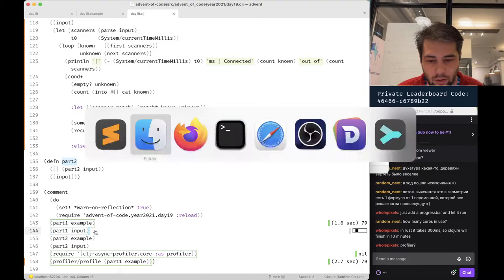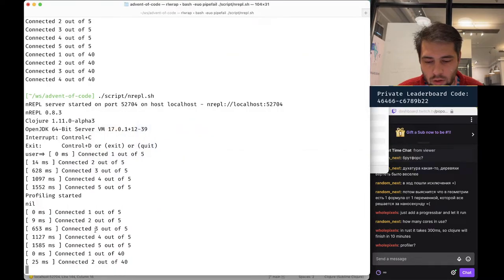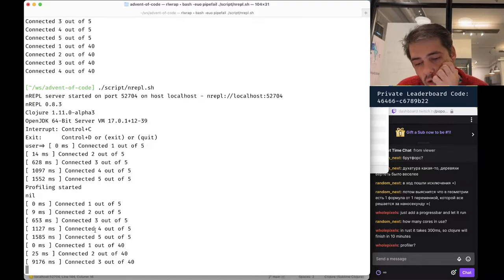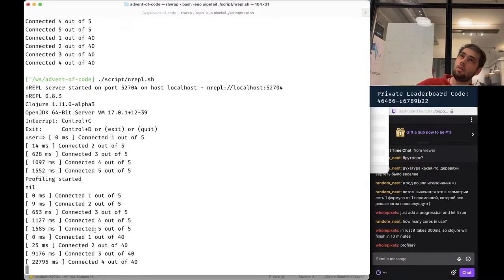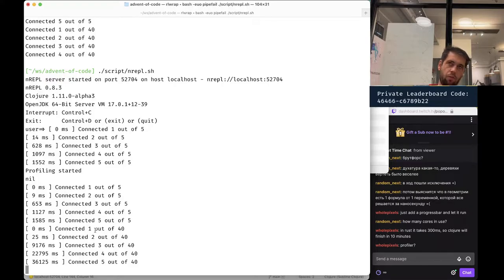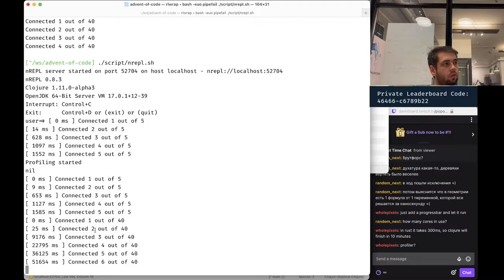Let me actually run this. So it found the first, it depends probably where it found the match. I'm also probably doing something wrong. Yeah, probably I'm doing extra work. So like, say I have five known, five unknown, right? And I go through first, second, third, fourth, unknown.